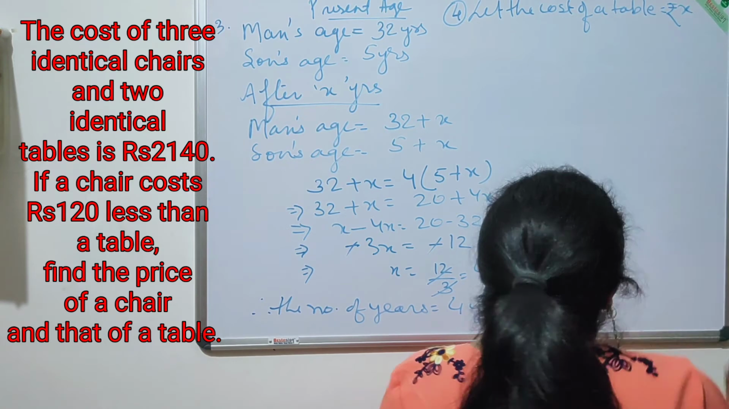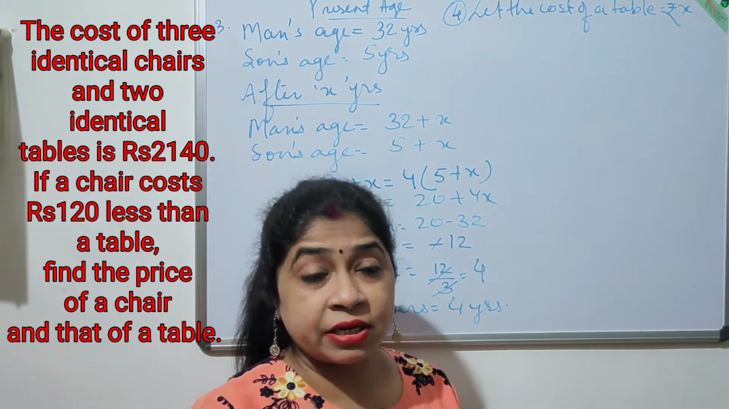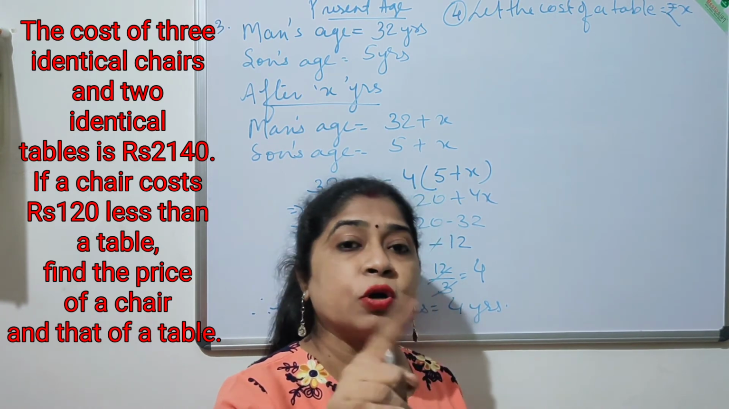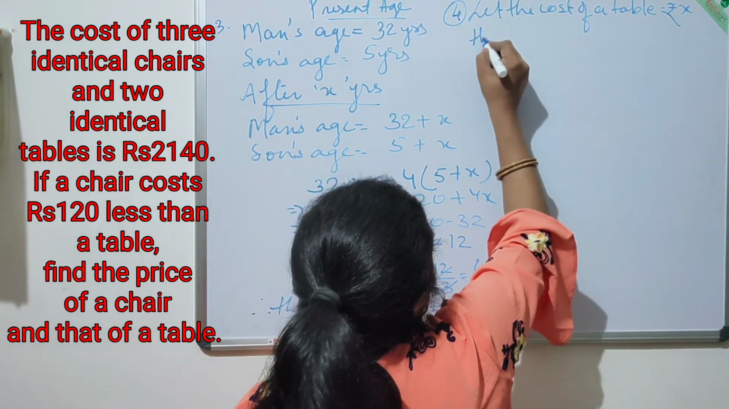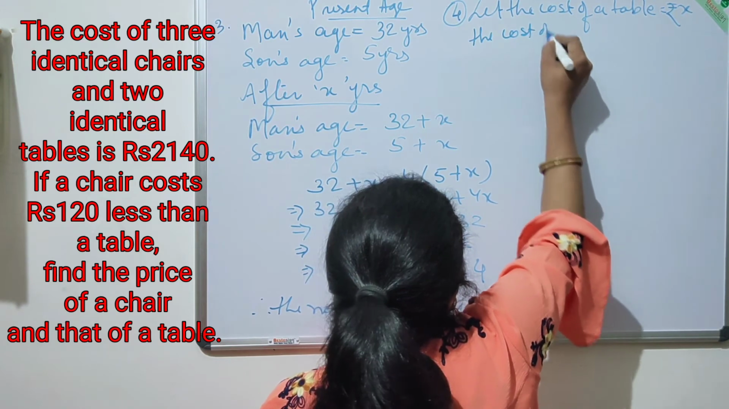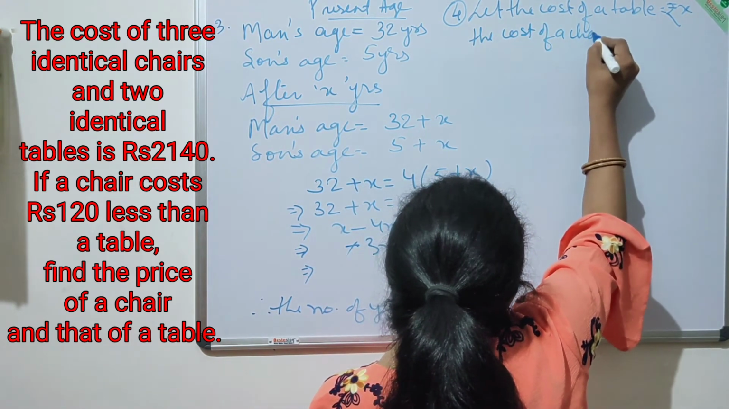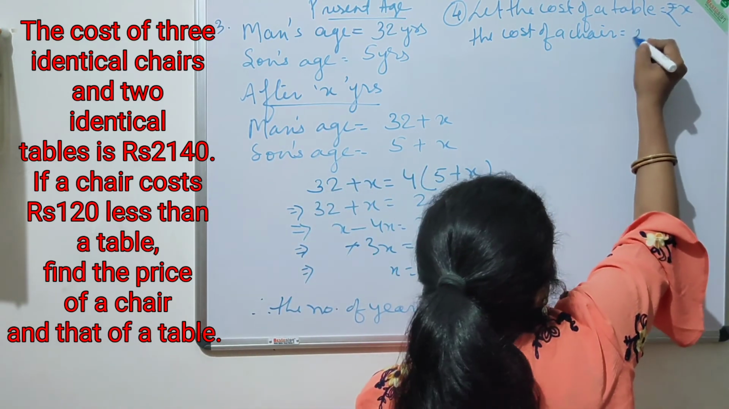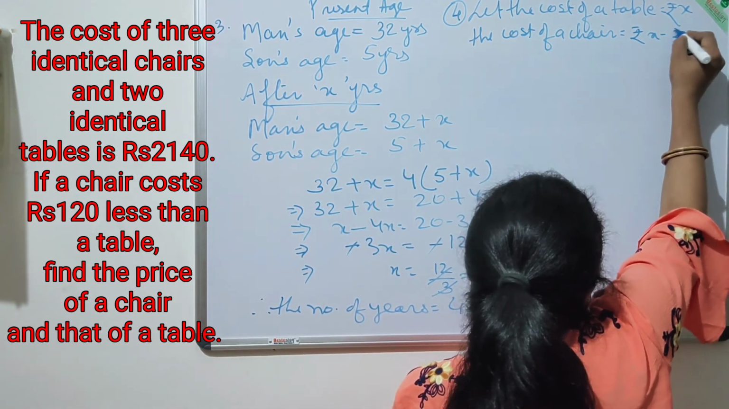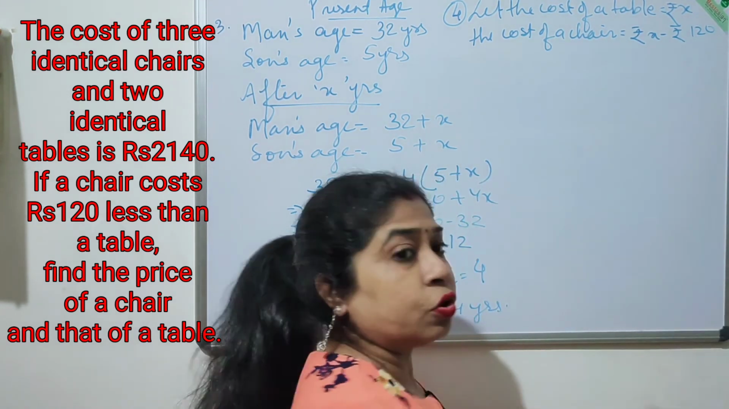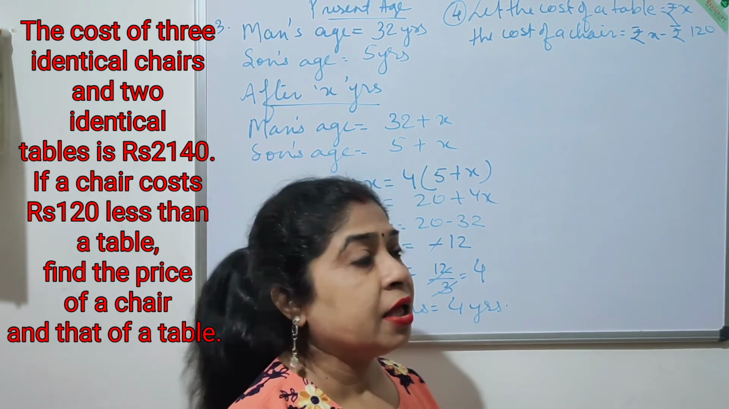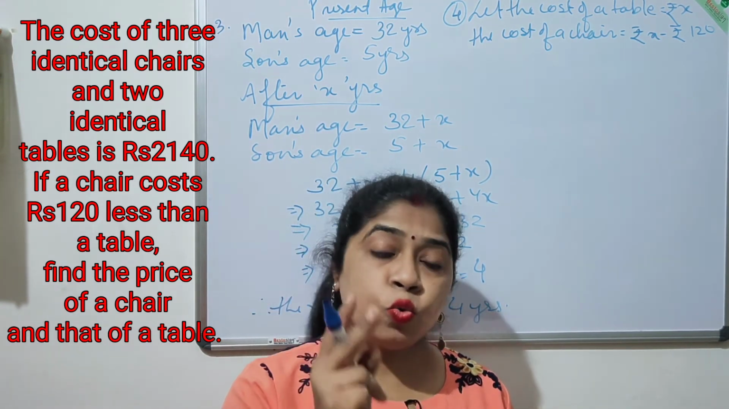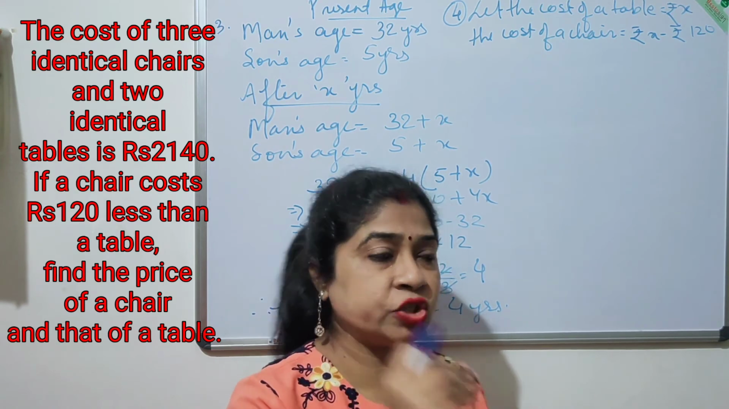Rupees x. So as it is given that the cost of a chair is 120 rupees less than the cost of a table, the cost of a chair will be how much? 120 rupees less, so rupees x minus rupees 120. This is the cost of one single chair. Now how many tables are there? There are 2 tables and there are 3 chairs.